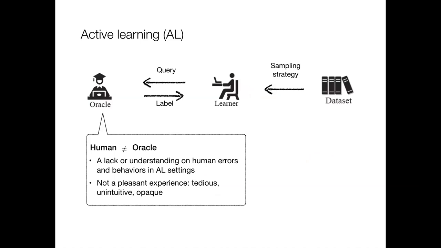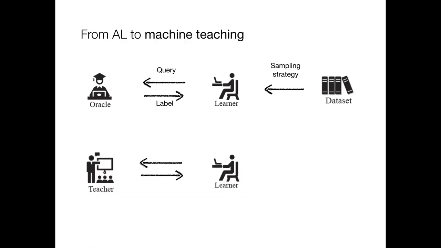But people are not oracles. Human errors are inevitable and can be impacted by the test setup. An effective algorithm should take into account these behavioral patterns. More importantly, it is not a pleasant experience for an annotator to be repeatedly queried while the model and its progress are completely opaque. These concerns resonate with the emergent perspective of machine teaching.